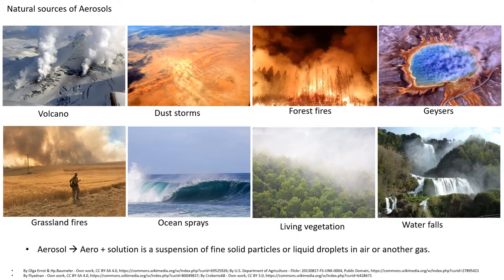Aerosols are closely related to the particulates. It is a combined form of solid particles and liquid droplets in the air, that is aero plus solution. Like the greenhouse effect, the particulates or aerosols come from both kinds of sources, that is natural as well as man-made or anthropogenic activities. Here are shown some examples of natural sources of aerosols. These are, but not limited to, volcanoes, dust storms, forest fires, geysers, grassland fires, ocean sprays, living vegetation, waterfalls, and so on.